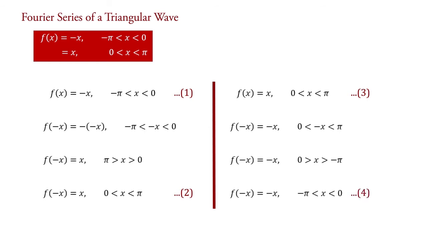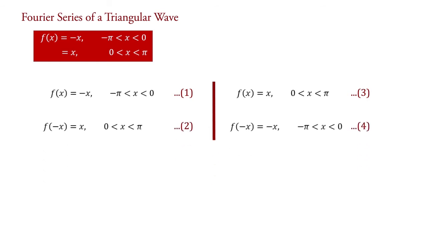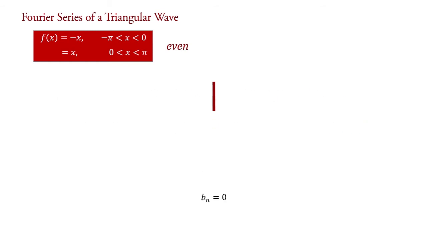Say equation 4. You may find that in equations 1 and 4, intervals are the same and their respective functions are also the same. Similarly, in equations 2 and 3, intervals are the same and their respective functions are also the same. That is, f of x equal to f of minus x. It means function f of x is even, and hence coefficient bn equal to 0. We now calculate coefficients a0 and an only for representation of this function into Fourier series.